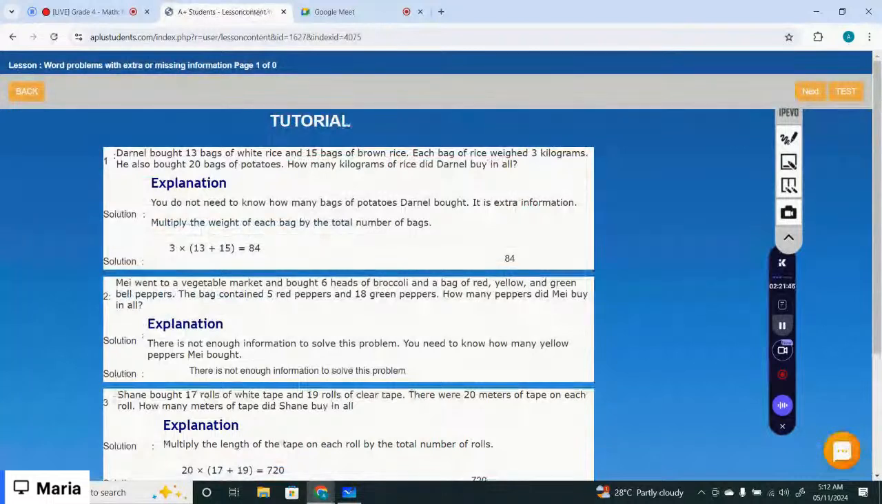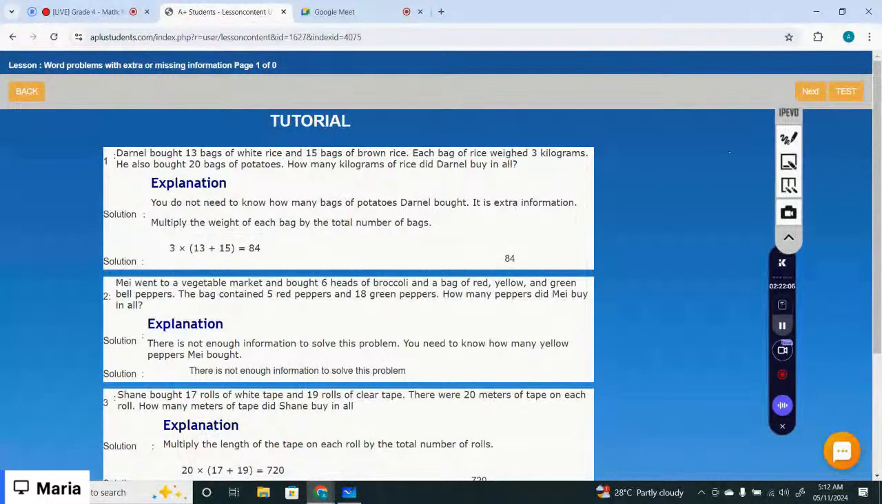Donald bought 13 bags of white rice and 15 bags of brown rice. Each bag of rice weighed 3 kilograms. He bought a total of 20 bags. He also bought 20 bags of potatoes. How many kilograms of rice did Donald buy in all?